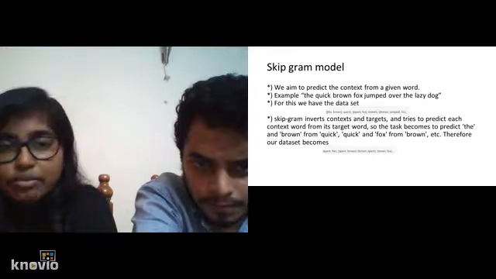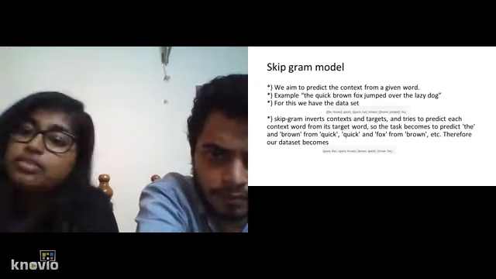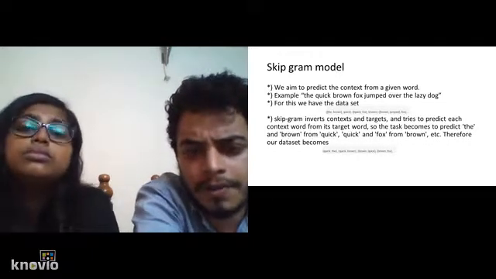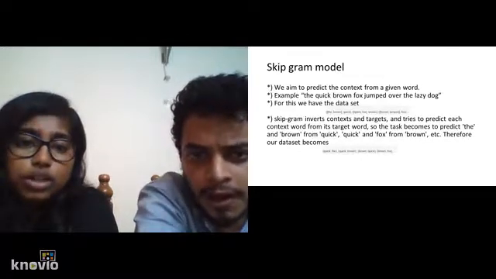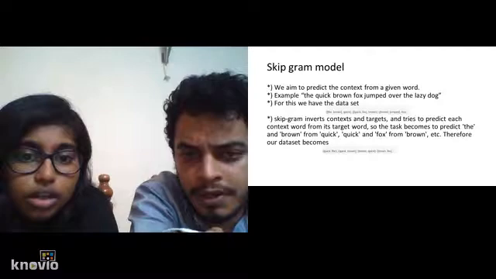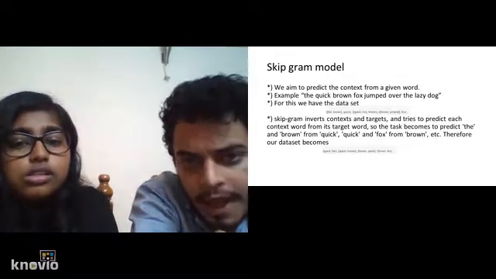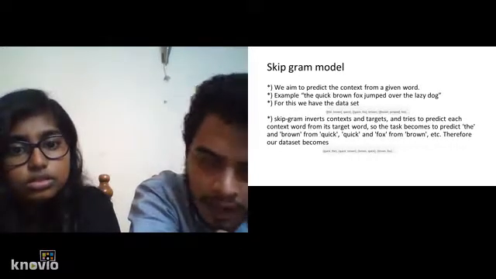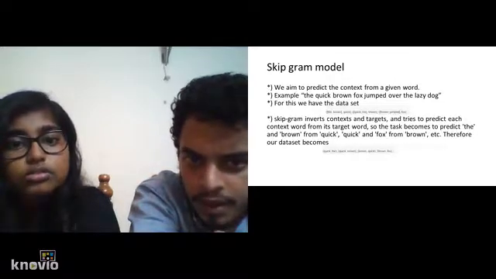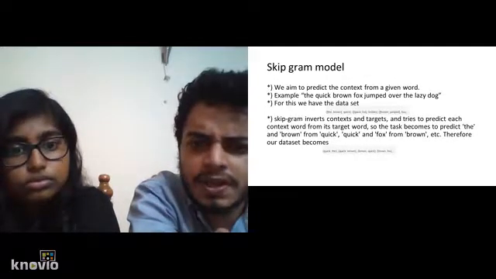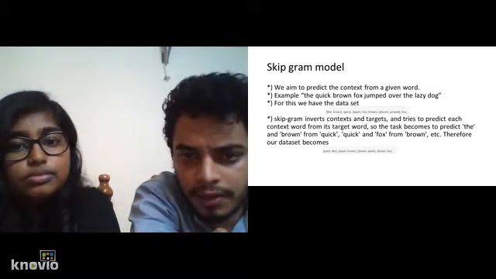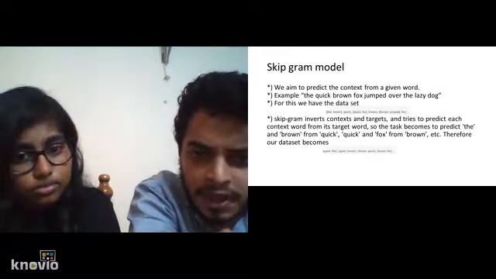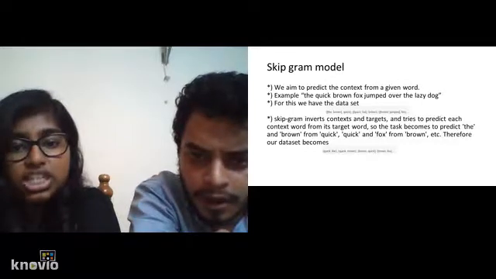So the skip-gram model is where we aim to predict the context from a given word. Example: if you have a corpus of data like the quick brown fox jumped over the lazy dog, the dataset will take each word, then take the words to the left and to the right of it and try to predict the central word. So brown is the label, and quick and the are the features. But skip-gram inverts this. In skip-gram you reverse the labels and the target words. So quick is your feature, and the and brown are your target variables.